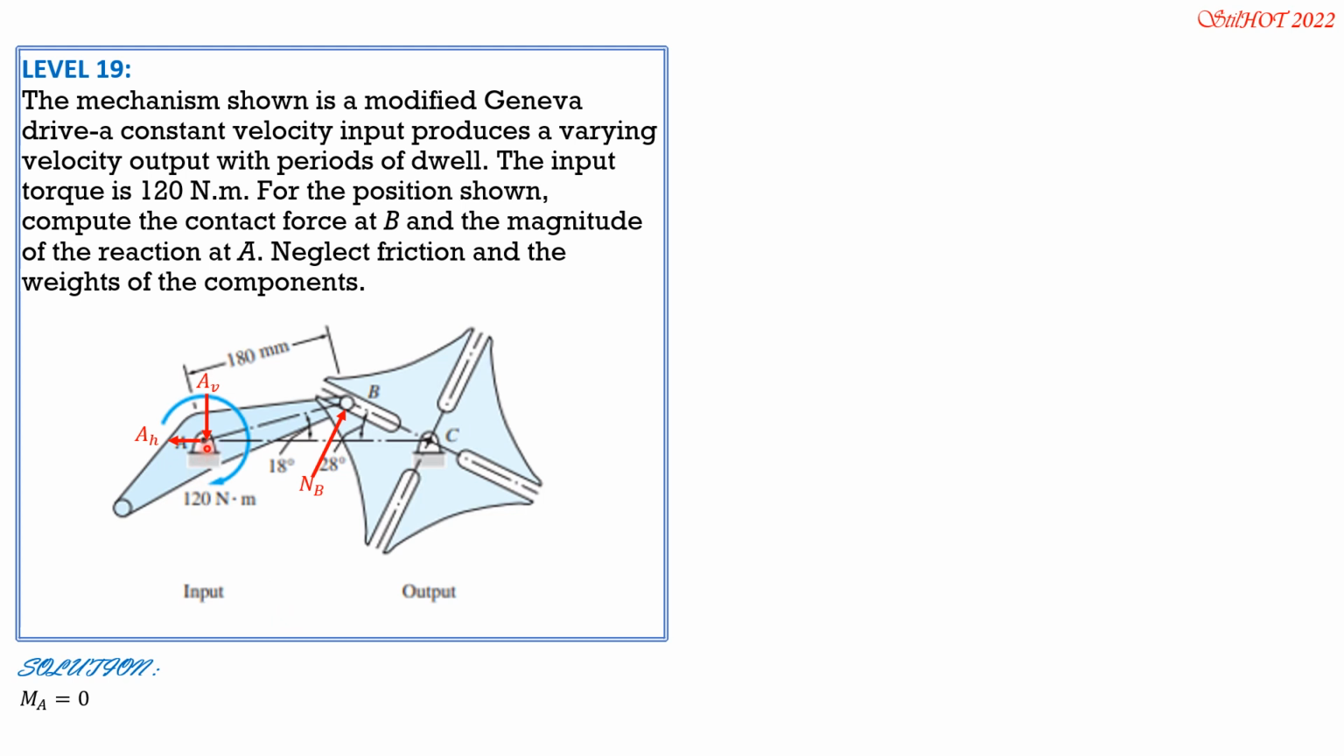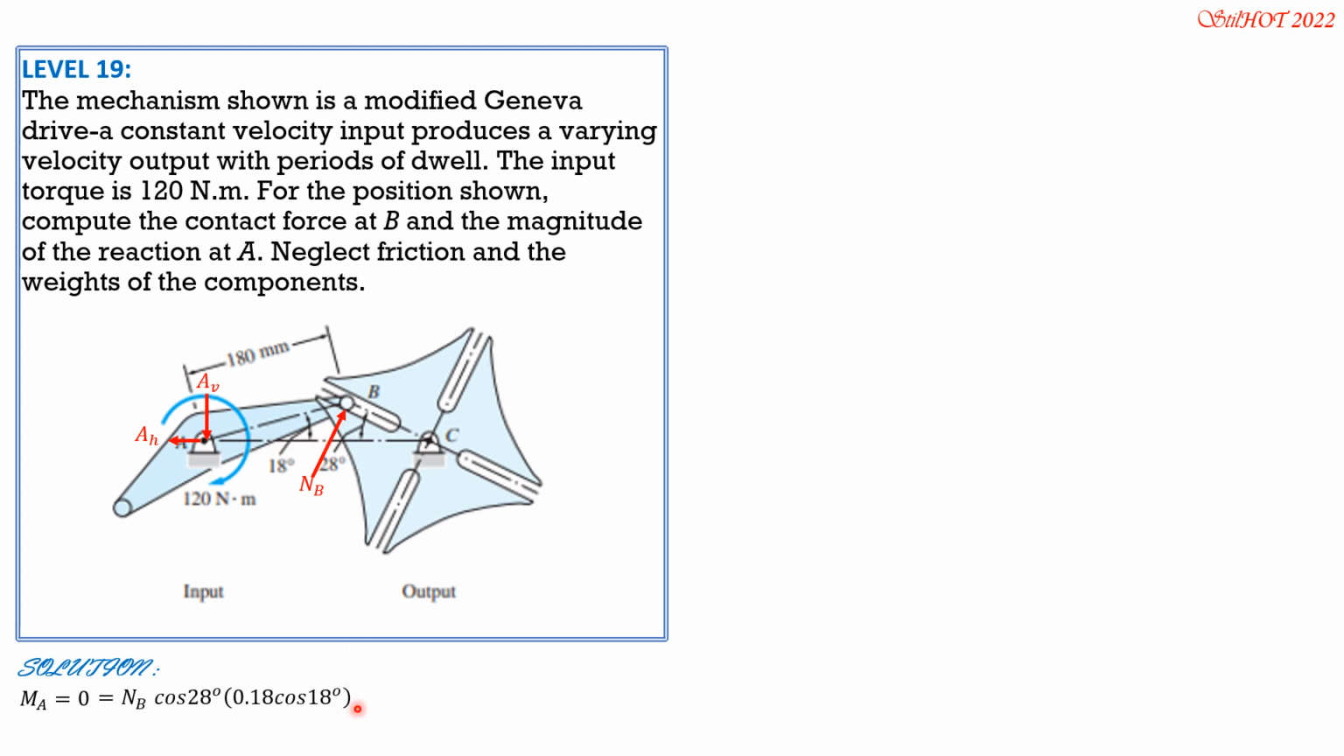That's the internal reaction at A. There's no moment at A. Moment A is 0, considering counterclockwise positive. So the vertical component of NB is NB cosine 28 degrees and its moment arm is 0.18 cosine 18.